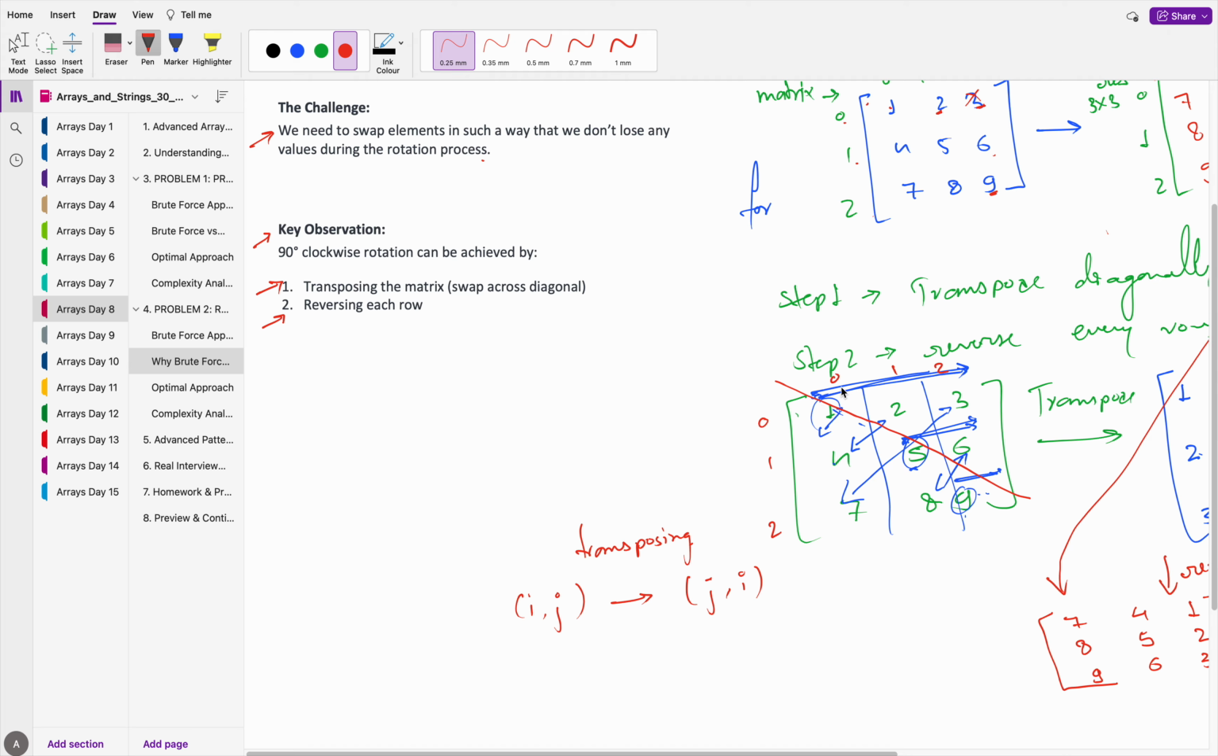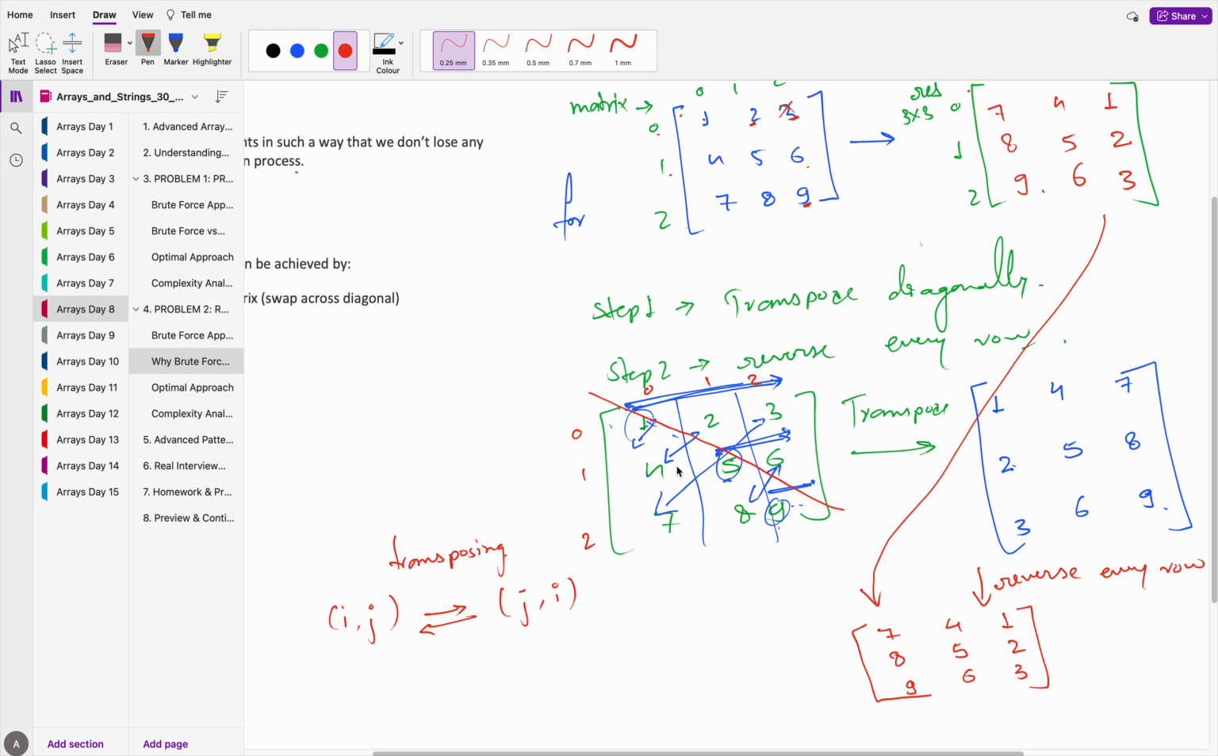Where has the item gone? Item 0 1 is swapped at 1 0. That's why you have seen 4 gone to 0 1 and 2 gone to 1 0. Similarly, for 0 2, 0 0 swapped to 0 0, 0 1 swapped to 1 0, 0 2 have been swapped to 2 0.